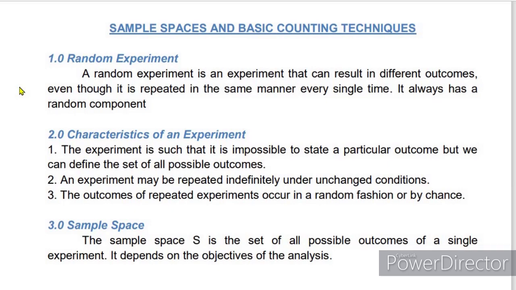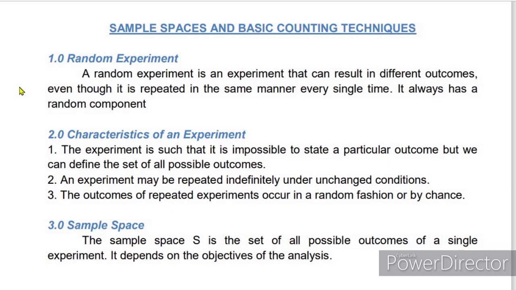So 2.0, characteristics of an experiment. So the experiment is such that it is impossible to state a particular outcome because we have to experiment first before stating an outcome. But we can define the set of all possible outcomes. So in an experiment, we can do our educated guesses or hypotheses. A set of possible outcomes.